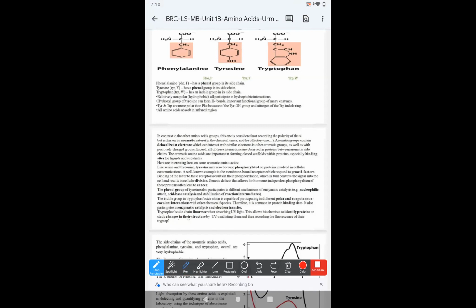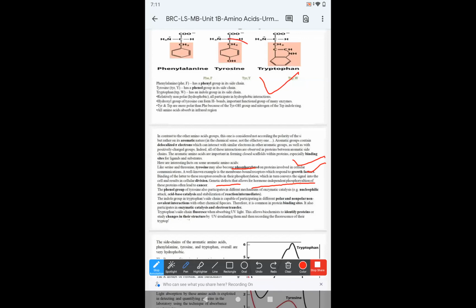Serine, threonine and tyrosine may also become phosphorylated on the proteins. Some of these amino acids help in phosphorylation of proteins, which is involved in cellular communication, so that cells respond to growth factors. These amino acids send signals to the cell, which results in cell division. And due to genetic defects, hormone independent phosphorylation of these proteins takes place, which leads to cancer.